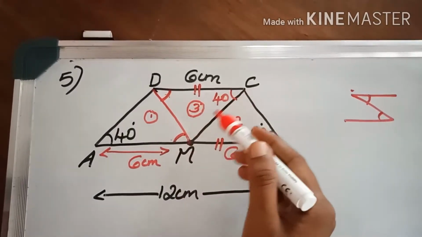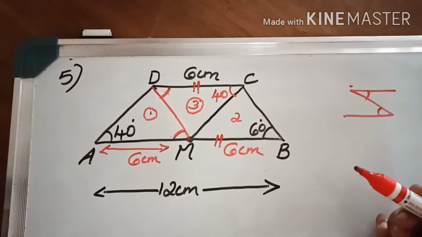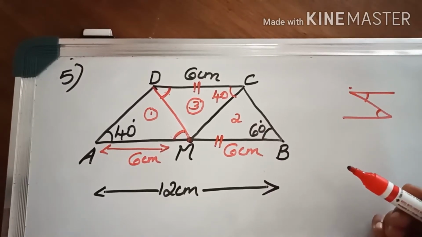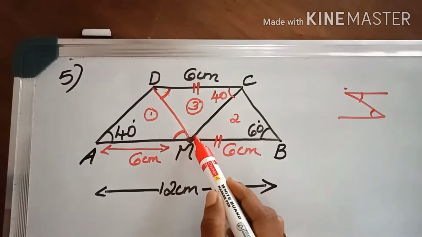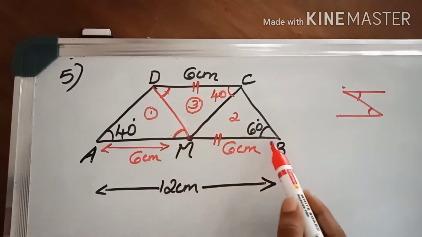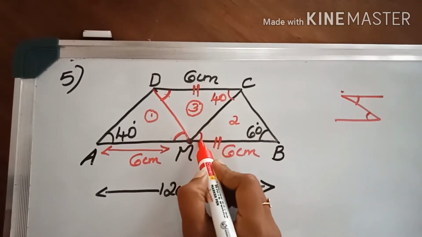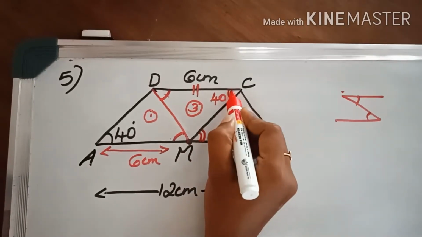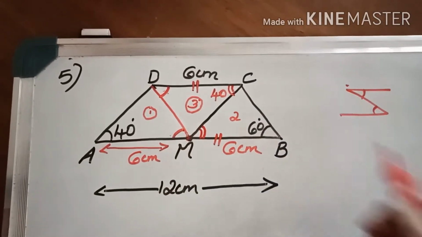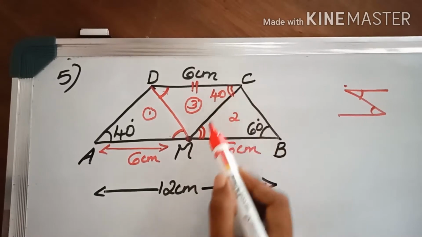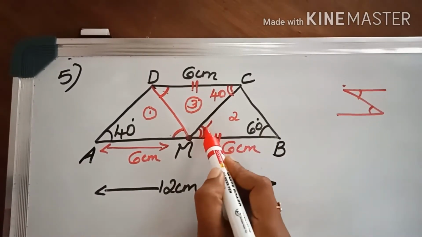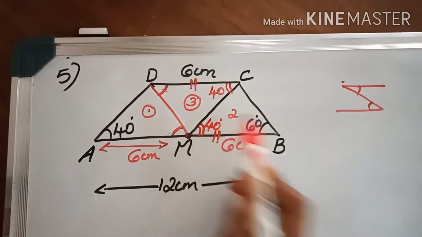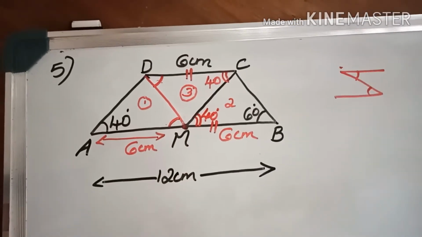Then here also you will get two interior angles. Which are the two interior angles here? Angle DCM is equal to angle CMB. These two will be equal. So this is 40 degrees, which means this will also be 40 degrees because of alternate interior angles. Okay, this is 40 degrees.